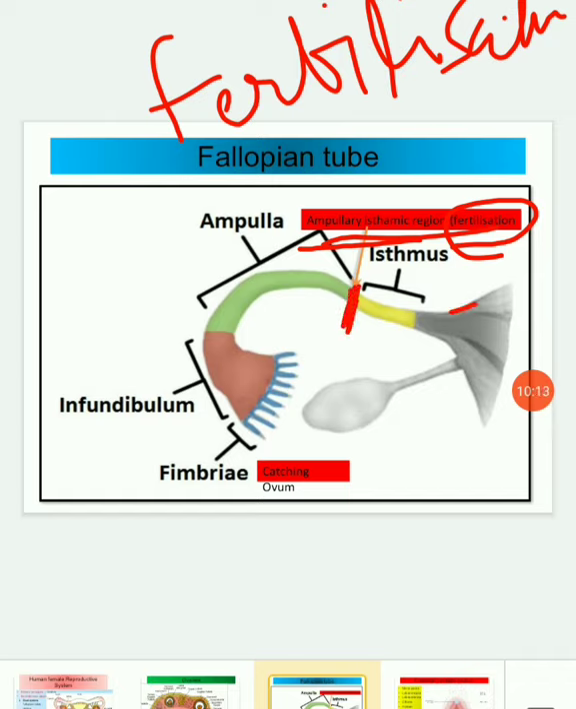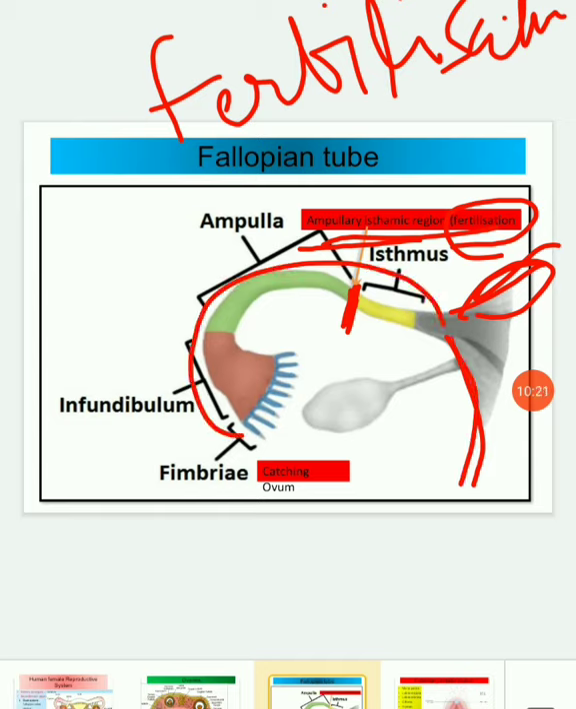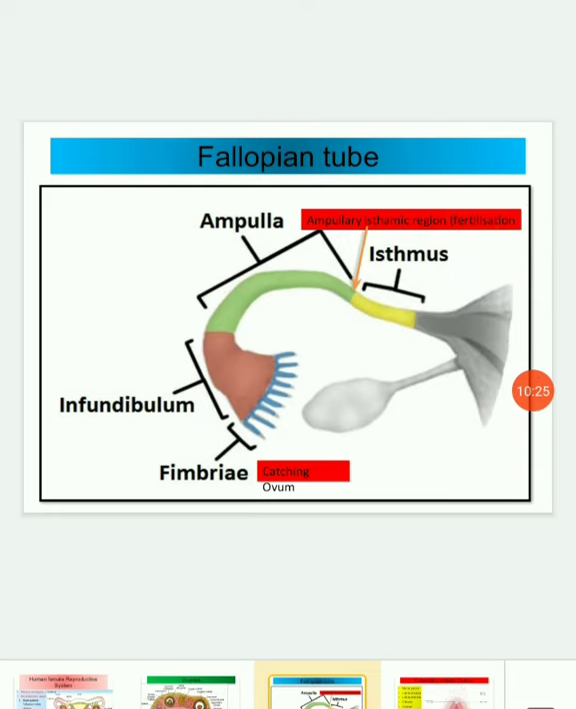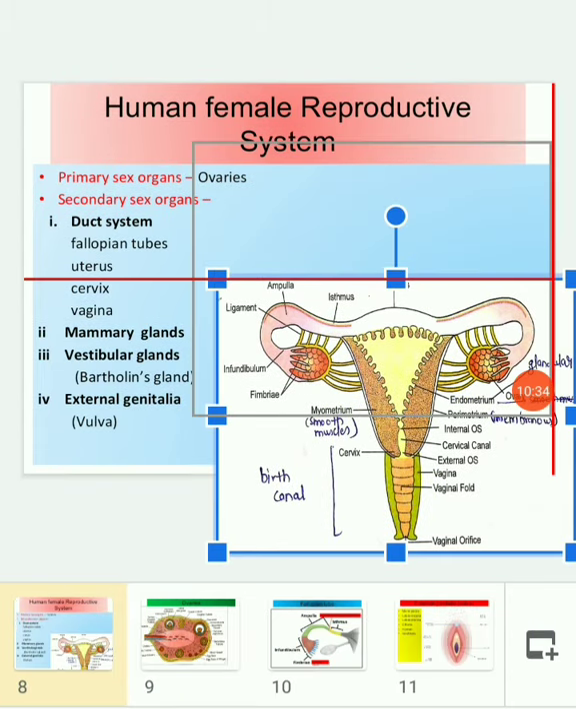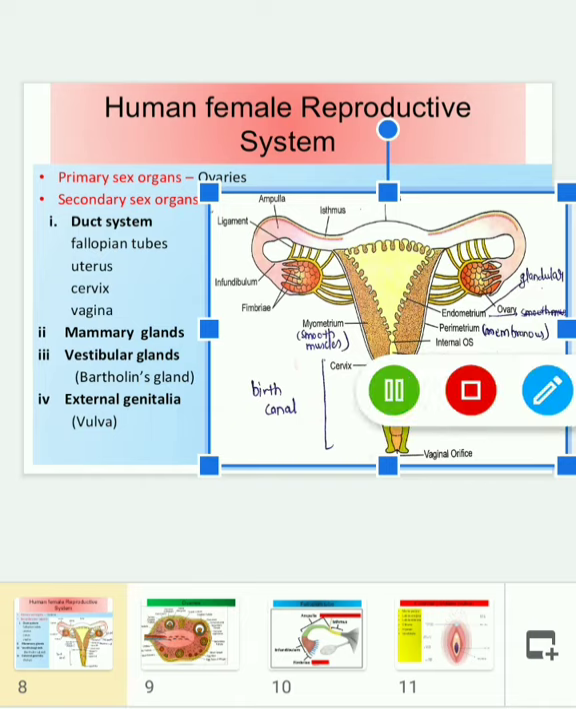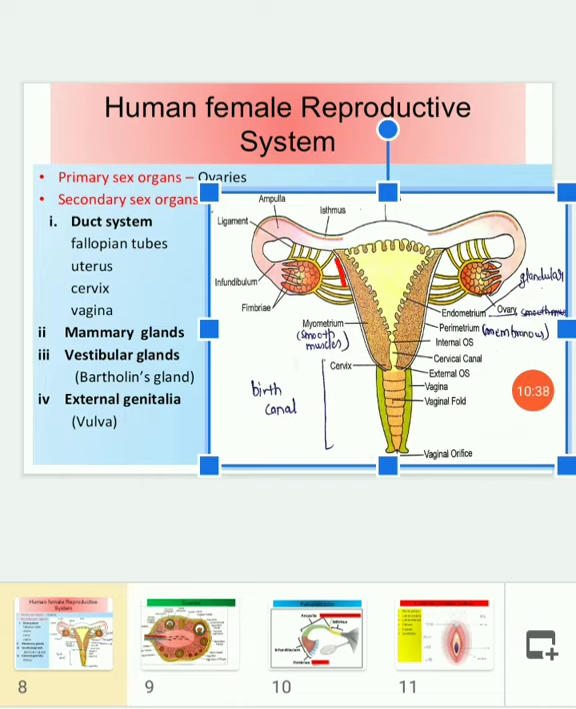And the last portion is the uterine part, which connects the fallopian tube with the uterus. So this is the structure of the fallopian tube. Now after the fallopian tube, the next part is the uterus.